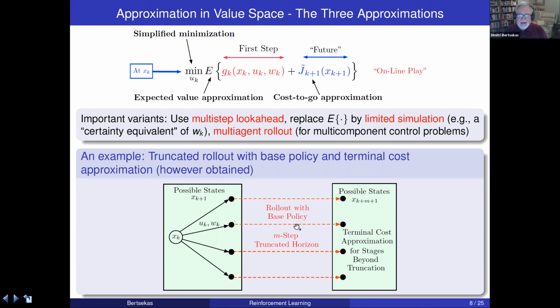Also, in this figure, it is possible that this box does not exist. We run with a base policy all the way to the end. It is also possible that this rollout is skipped altogether. We go straight to the cost approximation. And then we obtain the vanilla version of approximation in value space. So these two are very connected, almost equivalent, you might say. And we're going to talk about various ways of doing these approximations, also in the context of this rollout scheme here.